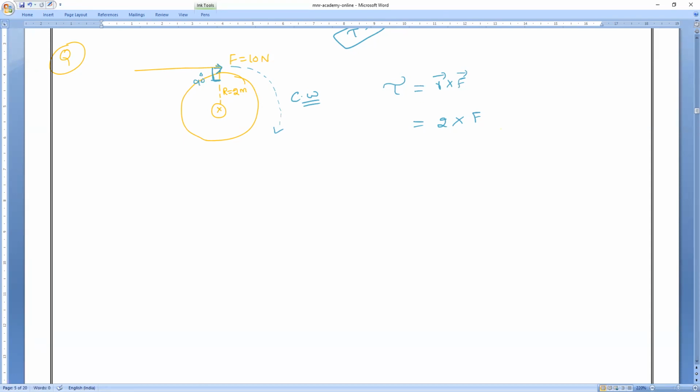So it is already perpendicular. So you have to take what? F or F perpendicular? F perpendicular. So F perpendicular is how much? 10 Newton. What is the torque produced? Everybody? 20. R is 2.